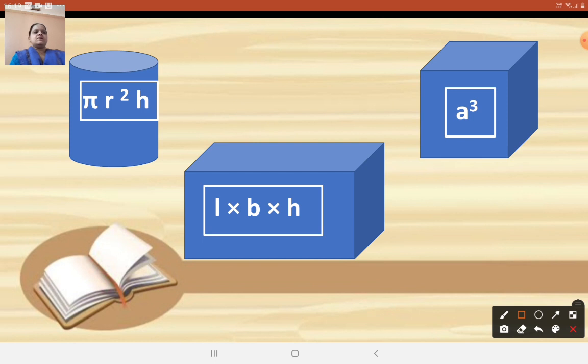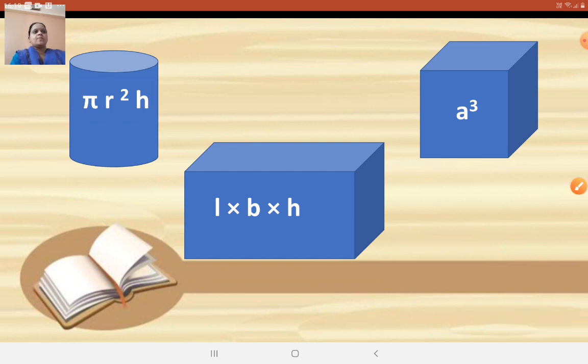The next period we will continue with volume of cone. Till then, practice all these sums and we will continue in the next period.